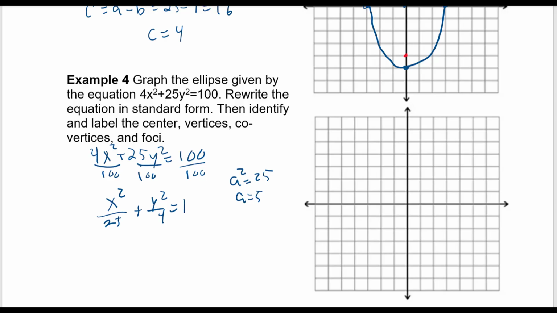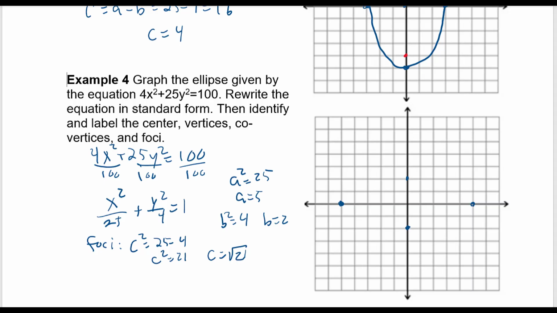1, 2, 3, 4, 5. 1, 2, 3, 4, 5. And then our b squared is 4, so b must be 2. So go up 2, down 2. And then our foci, c squared is 25 minus 4. So c squared is 21. So c is the square root of 21.